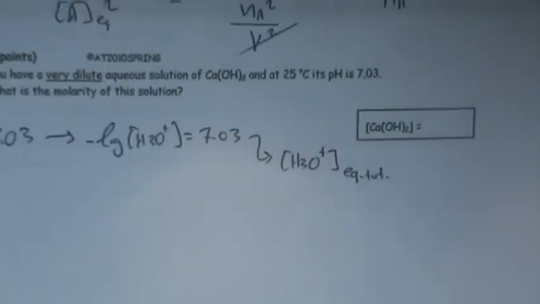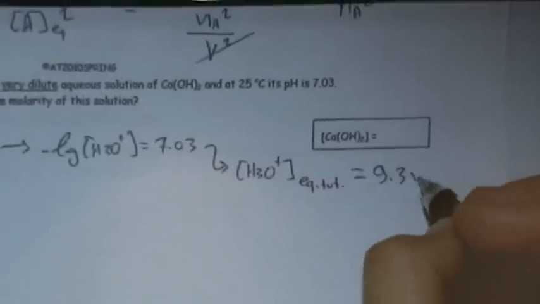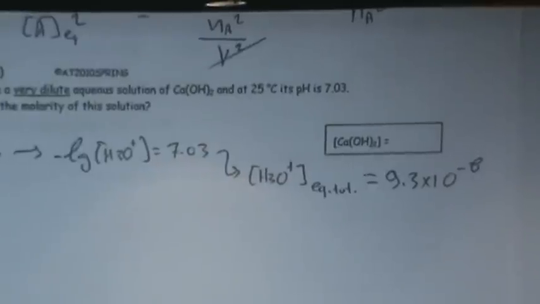This concentration of hydronium ions that the pH measures is at equilibrium. You can have all kinds of reactions happening there. All the systems that are givers of hydronium ions are in equilibrium, all of them. The total hydronium ion concentration from all these systems at equilibrium is what pH measures. So this is equilibrium total. And that is, if you do the calculation, equal to 9.3 times 10 to minus 8.